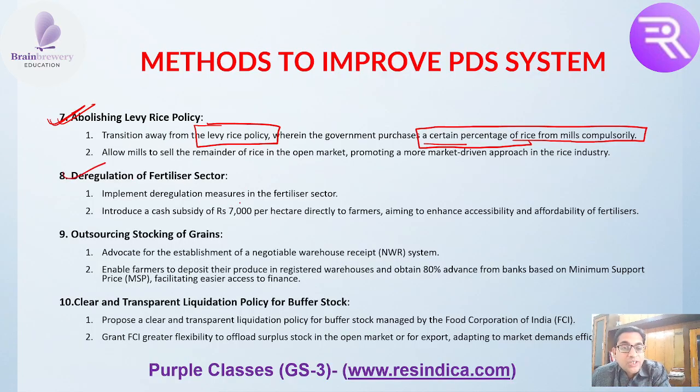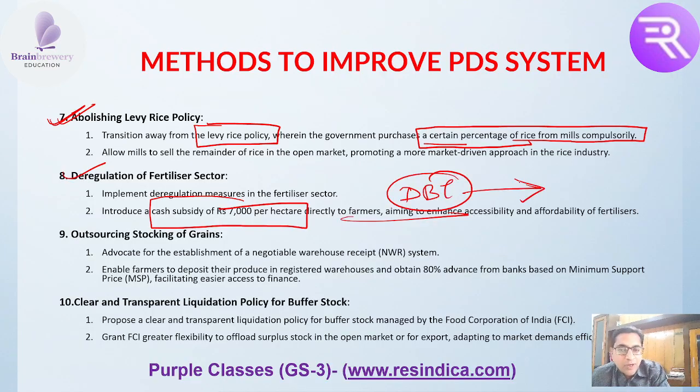Then deregulation of the fertilizer sector. It is said by the Shanta Kumar committee that you should provide a cash subsidy of rupees 7,000 per hectare directly to the farmer, as a direct benefit transfer, so that it goes to their bank account and they can buy whatever they want from that money in order to improve their agriculture. But there is another point related to that which we have already discussed in our previous classes.